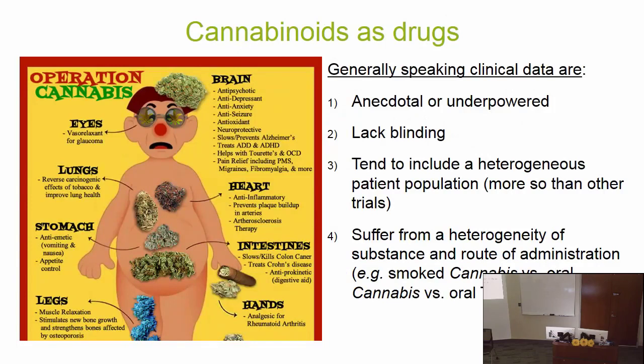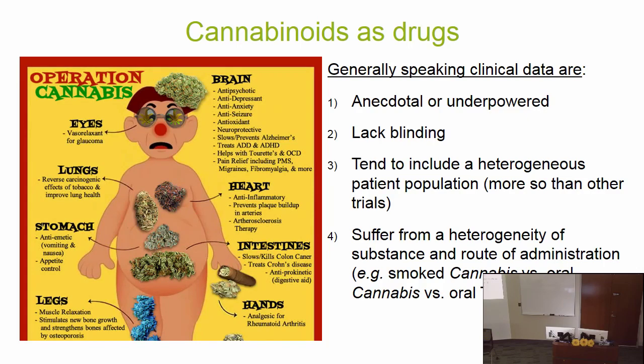So let's get into drugs. Cannabinoids have been touted as treatments for a number of different things. Unfortunately, a lot of the evidence that's out there in the scientific literature and otherwise on the internet is either anecdotal or underpowered, which means that there are too few study subjects in a given trial to draw reliable conclusions. The studies may lack blinding, which means the patients are aware of the compound they're taking and the placebo effect could drive any response.